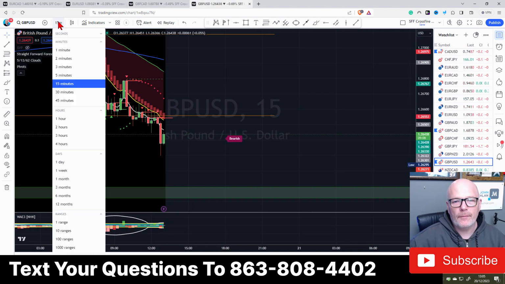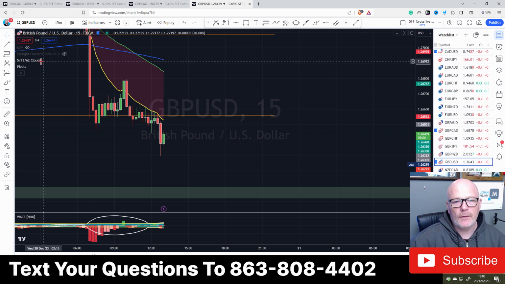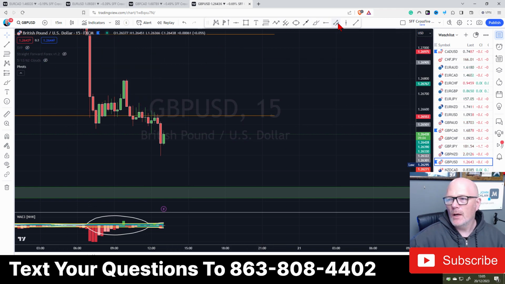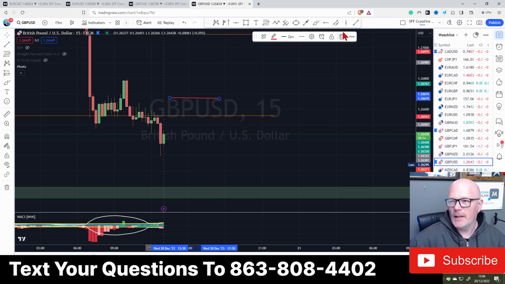GBP USD, it's on the 15-minute. We'll take off the indicators, put our vertical line on, and put a couple of trend lines on there as well. We'll take the trend line to about 1730, 1800, thereabouts. So that's okay.